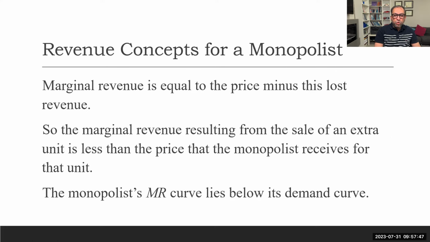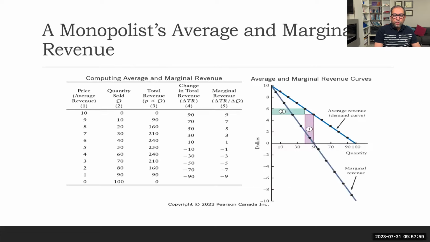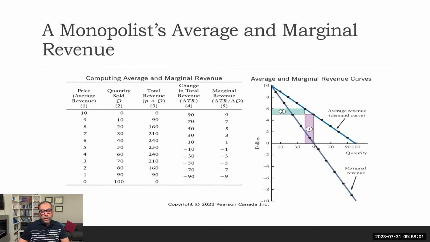And if we see, we can say very safely that marginal revenue is less than price. So the marginal revenue resulting from the sale of an extra unit is less than the price that the monopolist received for that unit. The monopolist's marginal revenue curve always lies below the demand curve. So let's go deep into this graph and table to understand the whole idea. That makes it easier to understand.